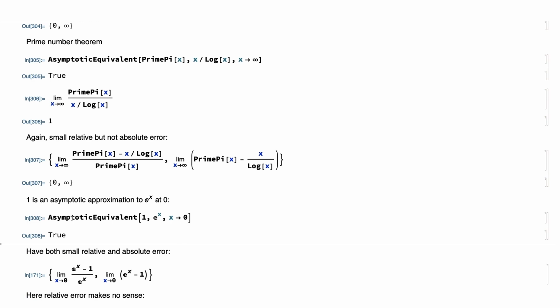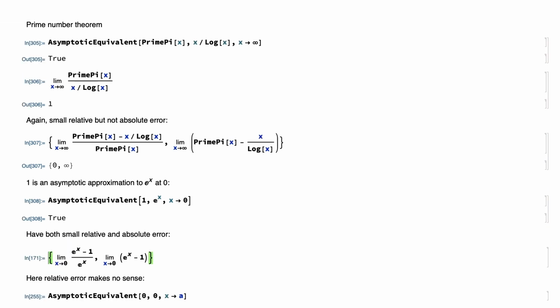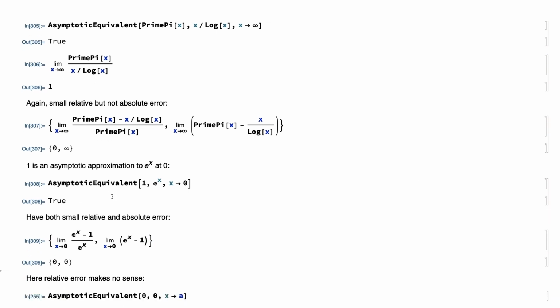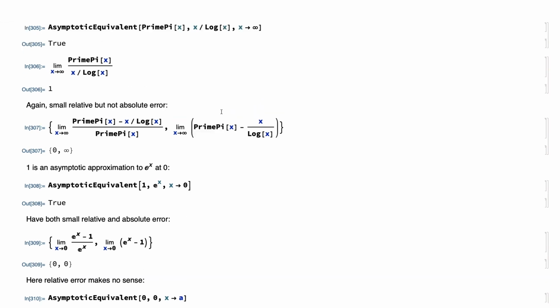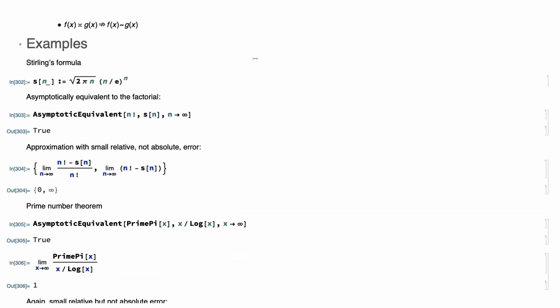Another famous example is the prime number theorem. Pi of x, the distribution of primes, and x over log x are asymptotically equivalent. In fact, their ratio goes to 1. And again, this is an approximation with small relative, not absolute, error.